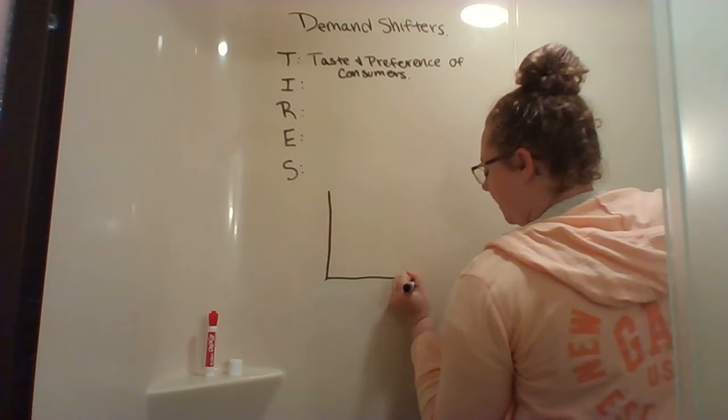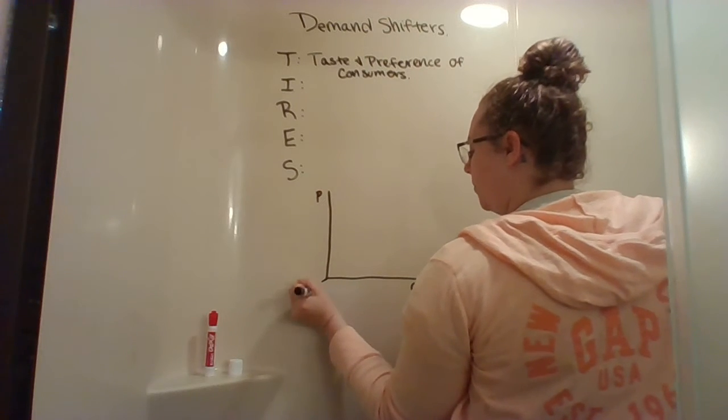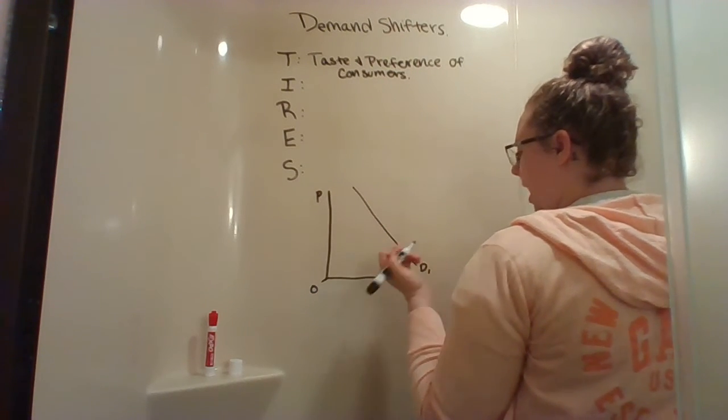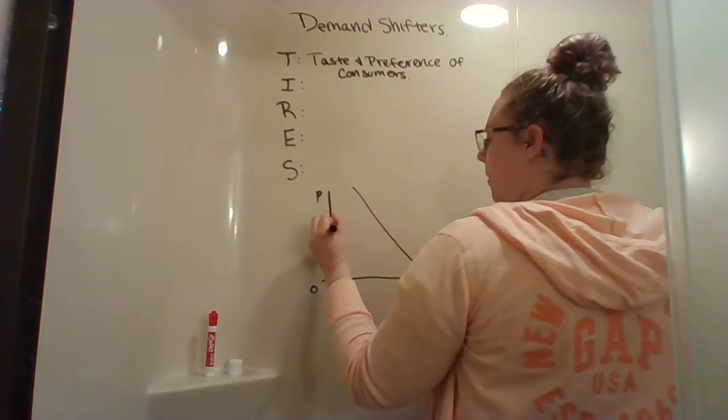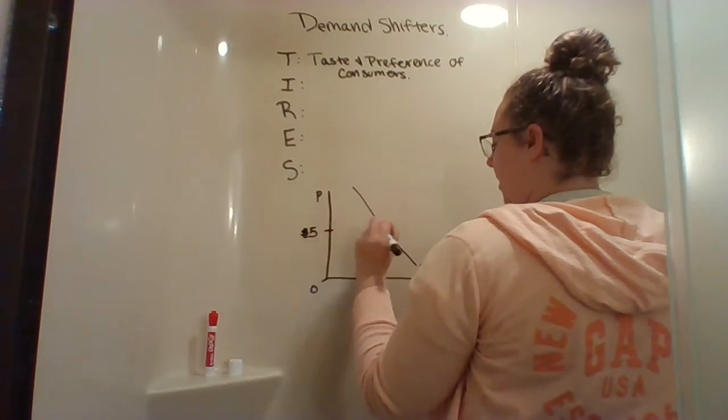Let me draw my graph. Quantity, price, 0. Original demand line, we call this D1, okay? Let's say I want to keep giving you a price that we're at to show you that the price never changes, okay? Price never changes.